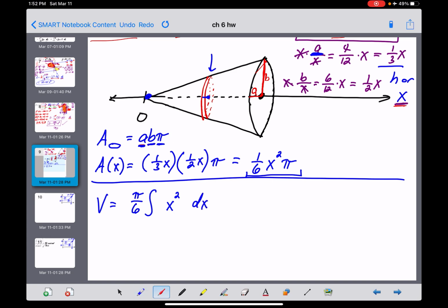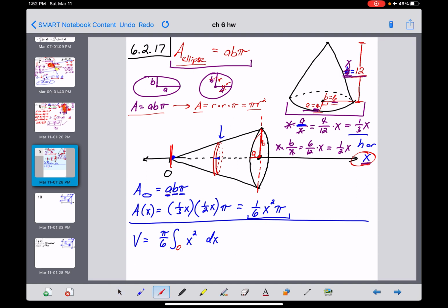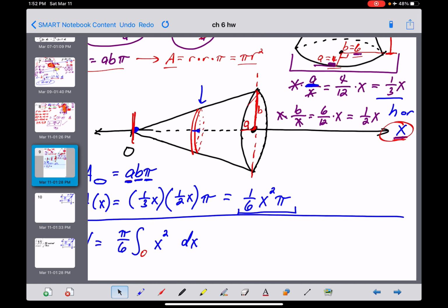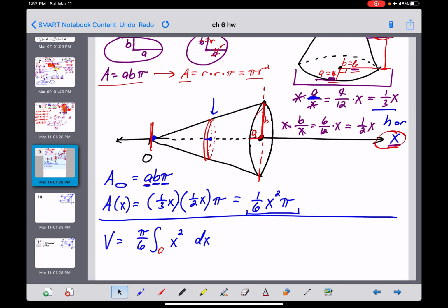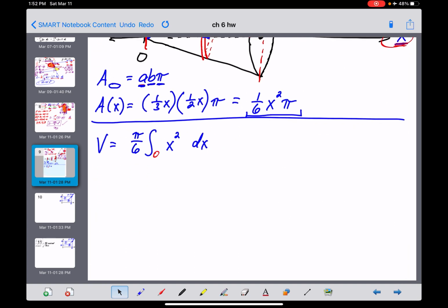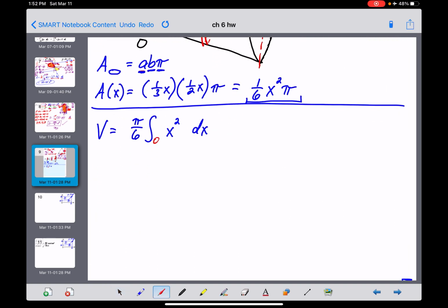But let's talk about limits of integration. On this x-axis, the cone starts right here at an x value of 0 and ends right here. And if I go back to the original up above, guys, remember we were dealing with a total height of 12. So that 12 is going to be our upper limit of integration. All right, I'd like to try to do this by hand. Let's see how far we get.